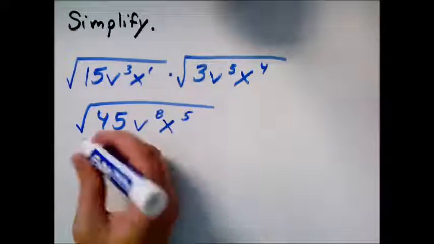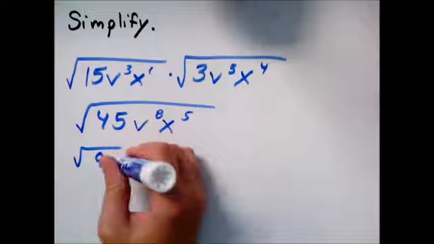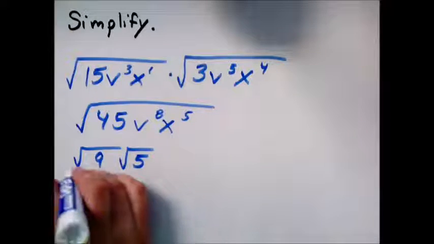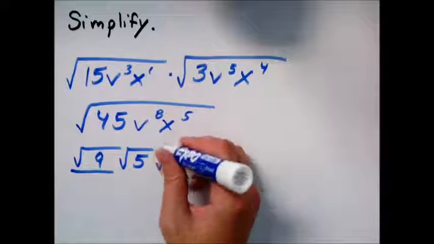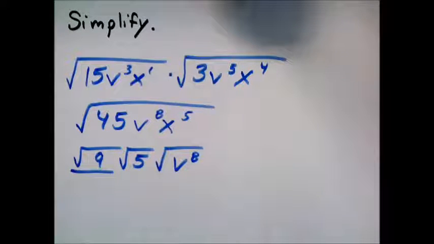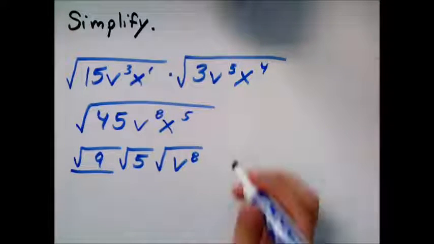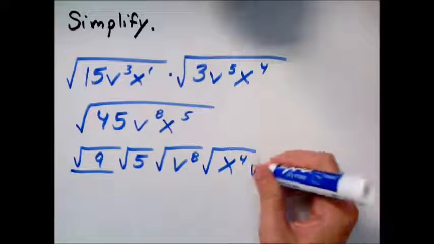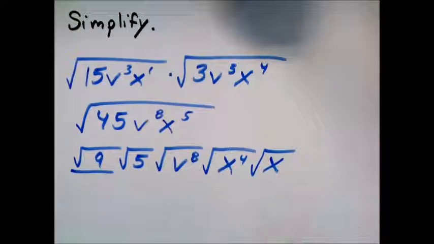And then 45, I can't take the square root of 45, but I can take the square root of 9, which is a factor of 45, so I could split up 45 as a part I can take the square root of and a part I can't. I can take the square root of v to the 8th because I have an even number of them. I can do v to the 4th times v to the 4th to get v to the 8th. And then there's not an even number of x's, so I can only do x to the 4th, and this one will be left behind.